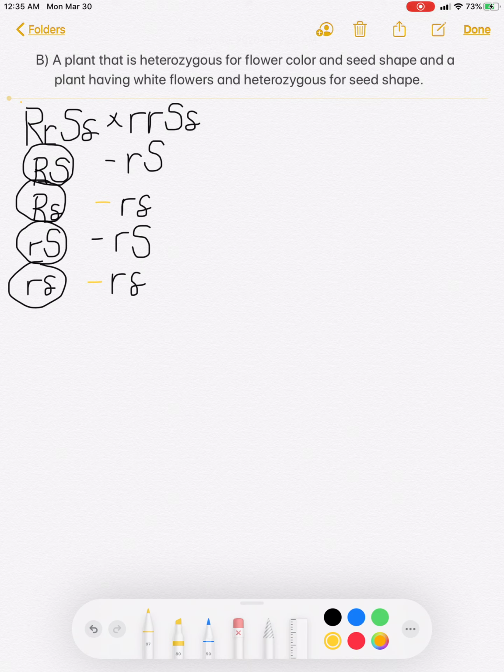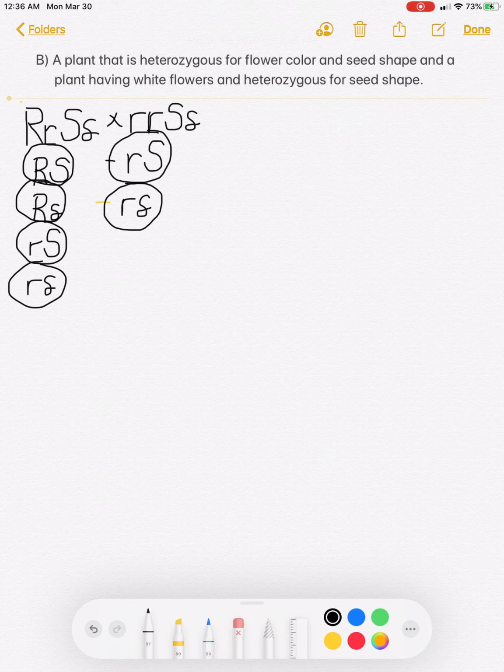I'm going to take these two away because I don't need to write these twice. I'm only going to consider how many different possibilities there are. These are the only two different possibilities for parent number two. I can have a small r with a capital S, and I can have a small r with a small s. By not being redundant with those, I'm going to be able to shrink the size of my table.